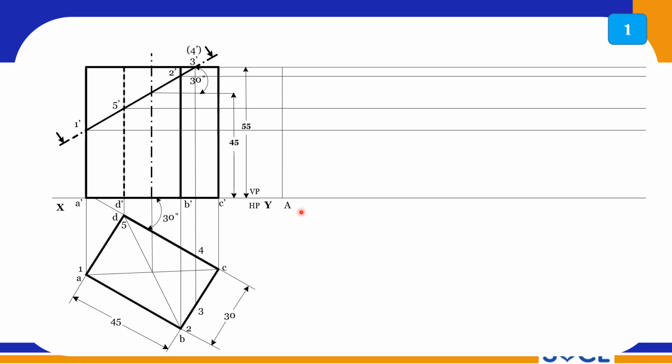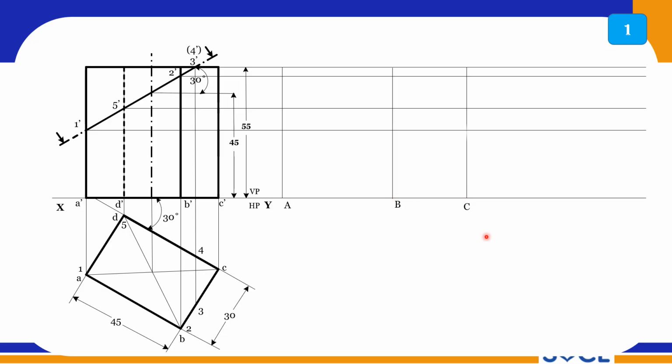I am taking a little distance here. So this is A, right? A should be written in capital letter only. Now from here, draw only thin lines, don't draw any thick lines right now. This is 1, this is A. From A to B it is 45 mm, so measure 45 mm and draw the B line.